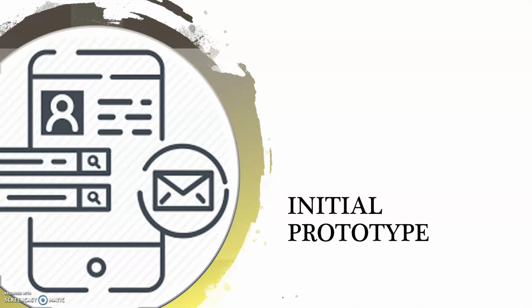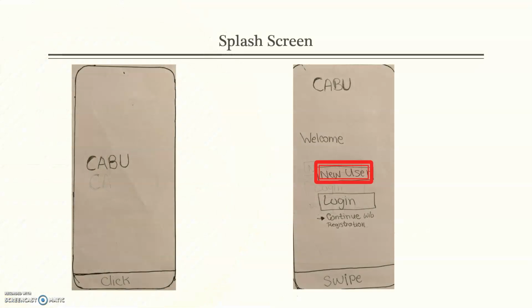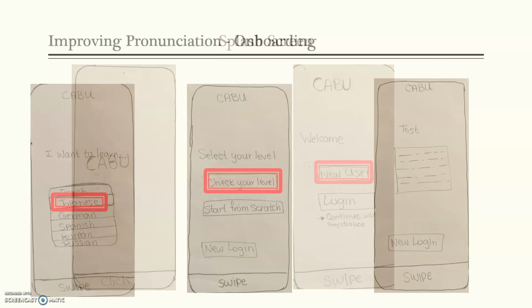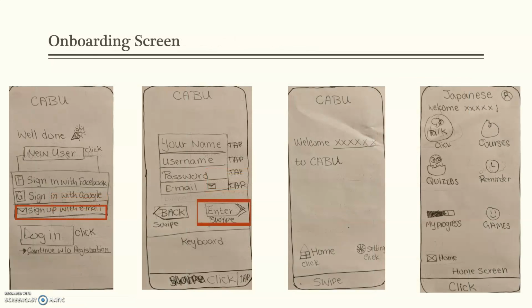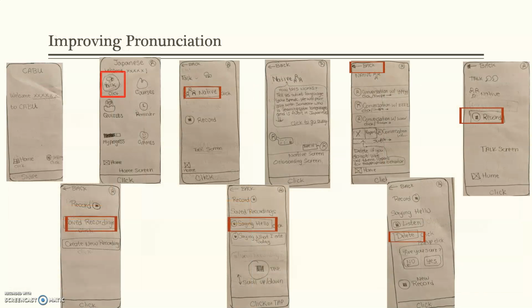Based on the user research, I created the initial prototype. This is a splash screen. This is the onboarding process where the user can select their language, and they can check their level or start from scratch. In this case, they can check their level and go through a test. They can sign up with email, Google or Facebook, enter the information, and go to their home page.